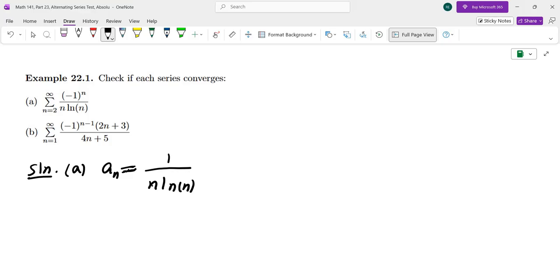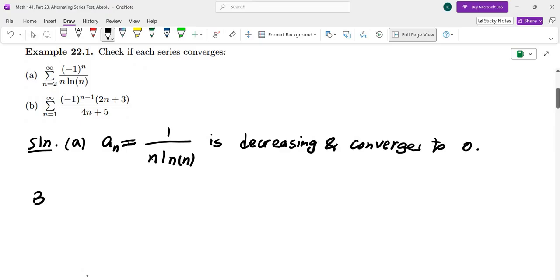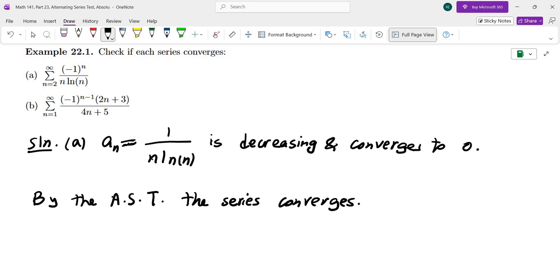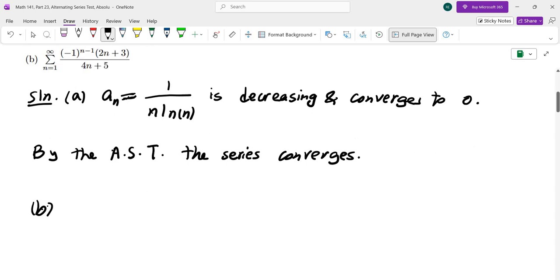We would have to check two different conditions. This is in fact decreasing because the denominator is increasing, and it converges to 0. So because it converges to 0 and it is decreasing, by the alternating series test, the series converges. So it's actually a pretty simple test. We have to check that the sequence converges to 0 and the sequence is decreasing.